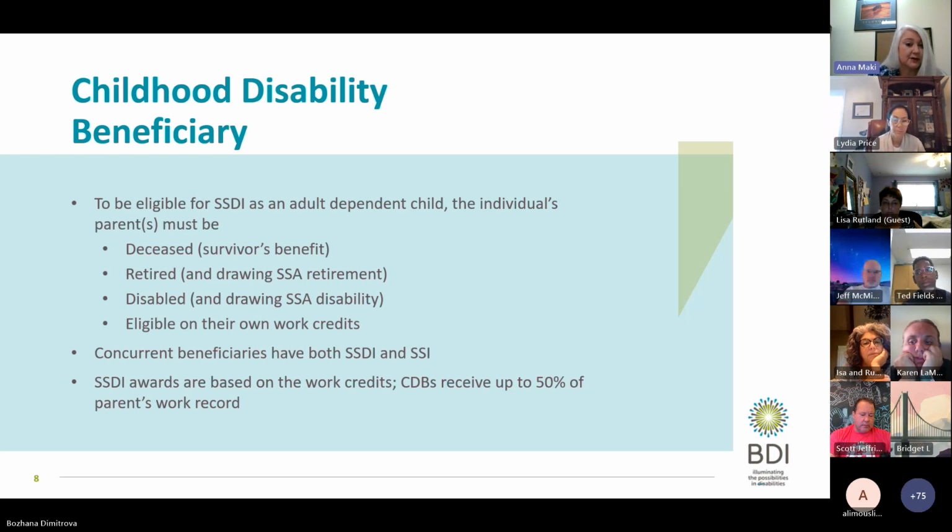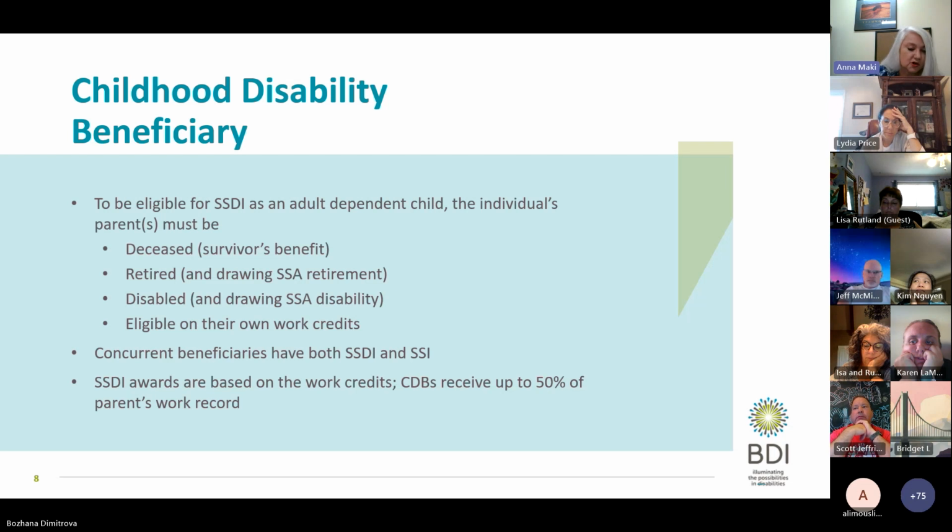And when I say retired, I mean retired and drawing Social Security. Or the parent is disabled and drawing Social Security. So when you apply for Social Security, when you retire, they're going to ask, do you have an adult dependent child? And you say, well, yes, I do. And that allows Social Security to link those files. So that's really the process for an individual transitioning from SSI to SSDI.